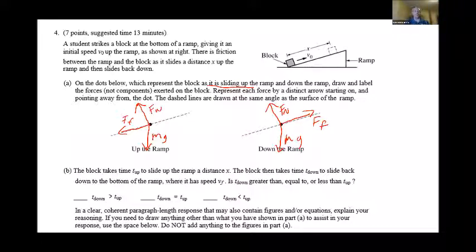The tricky part of this question is part B. Take a minute and read part B. You don't have to write down an answer, but just think how you would answer this as you're reading through the question.